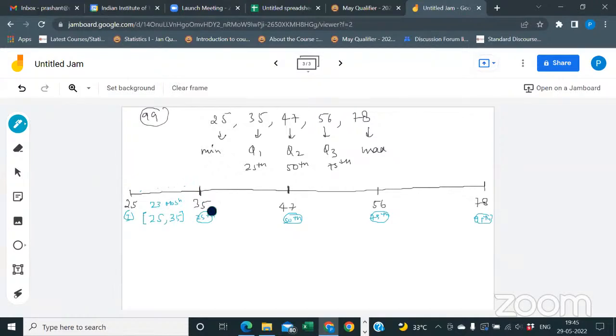Now, between these two, how many observations will there be? 24 observations. So what are the minimum and maximum values for this? 35 to 47. How many observations will be there? Again 24. Then 47 to 56. How many observations? 23. Then 56 to 78.